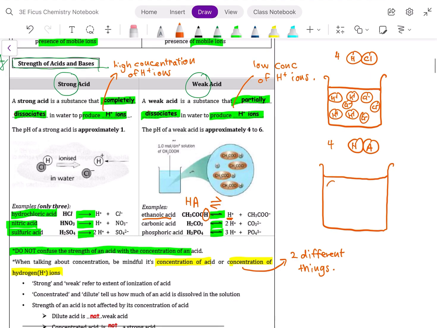You notice there's only 1 molecule that will break. The remaining ones stay together still as a molecule despite me dissolving it in water. The rest doesn't dissociate. So what do I mean by completely dissociate? I put 4 molecules, all 4 will break down into the ions. But for ethanoic acid, I put in all 4, only 1 will dissociate.